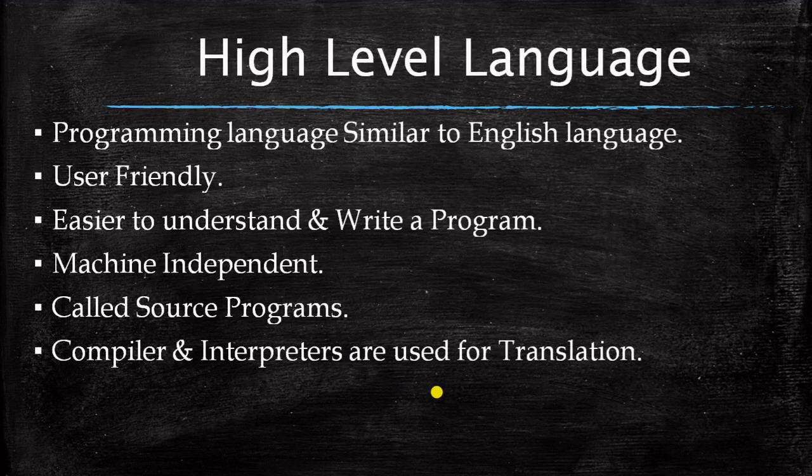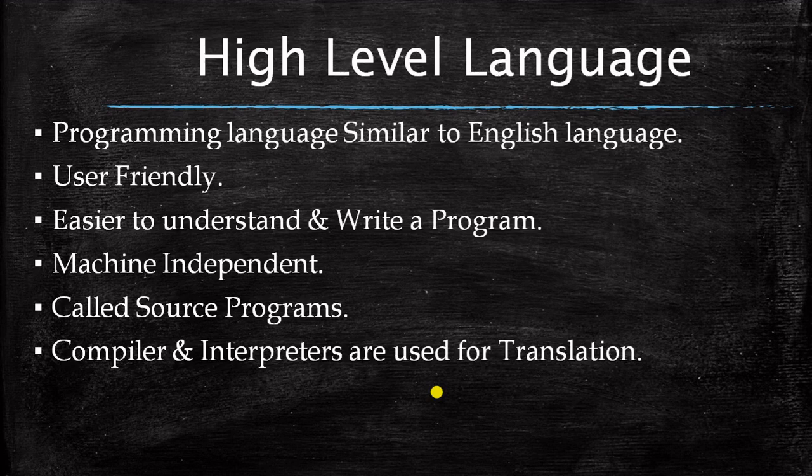So let's start. High level languages are programming languages similar to the English language. Yes, the syntax which I use is basically written in English. They are user friendly, easy to understand and write a program in, and machine independent. The previous ones I told you about, assembly language and machine language, are not machine independent. Once you write that particular code on one machine, it will work on that machine only. If you copy that code and use it on another machine, it will not work. But in high level languages we have this facility. If you write a program on your computer and you want to run that same program on someone else's computer, you can do that.